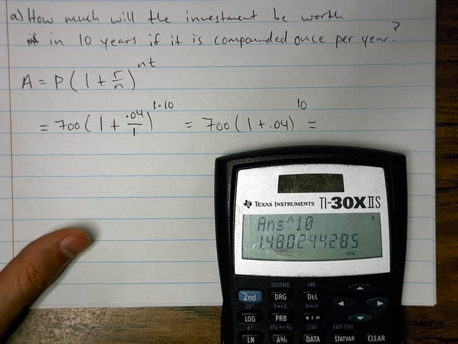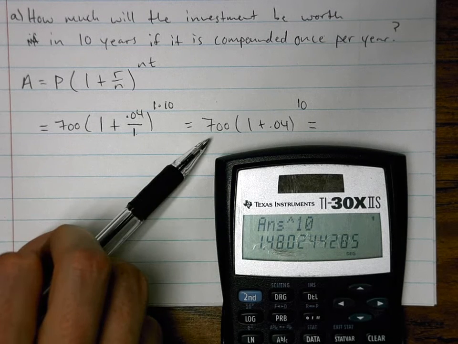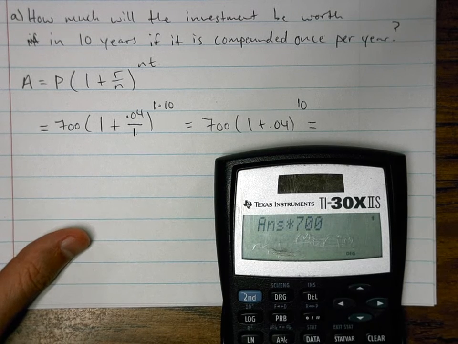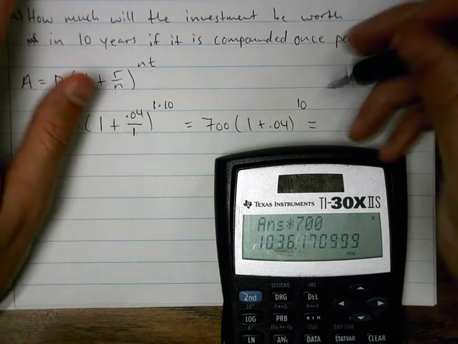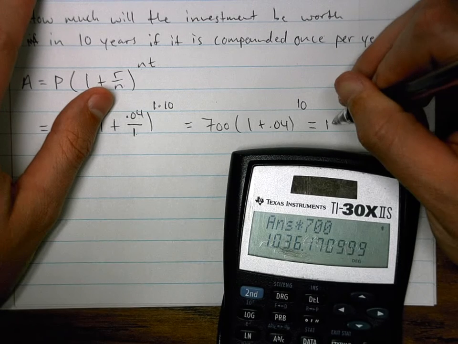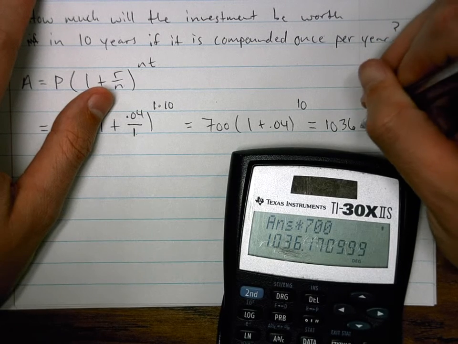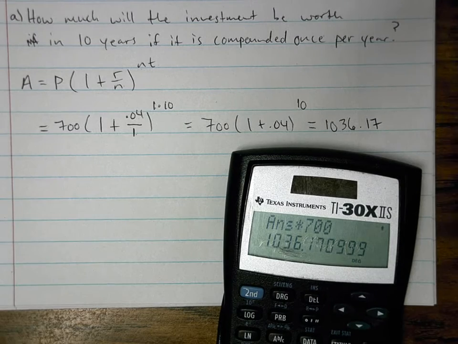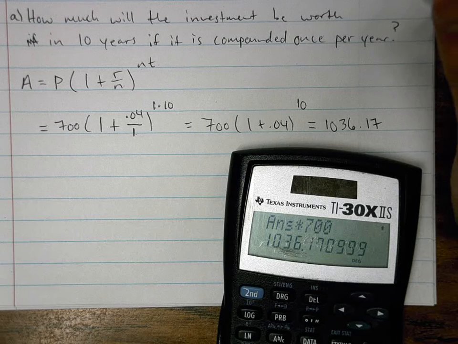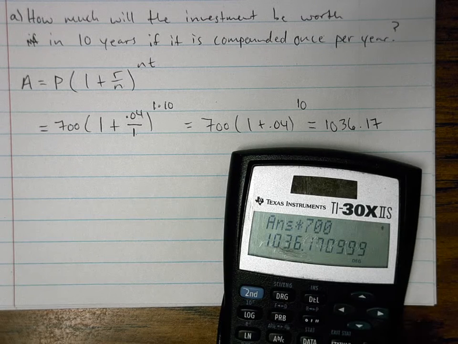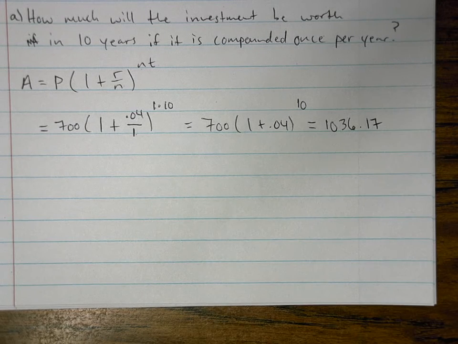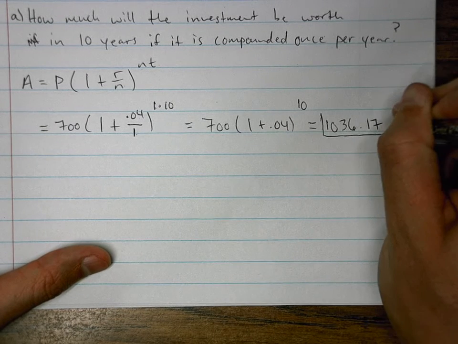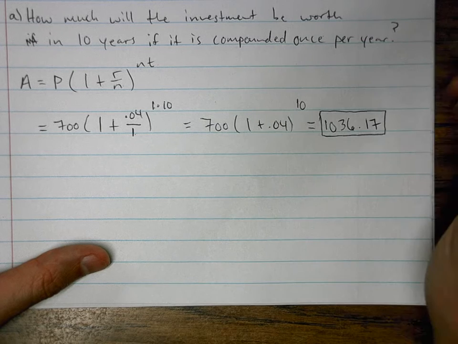And then after exponents is multiplication, so we multiply it by our initial value of 700 to get a grand total of $1,036.17. We're going to round to 2 decimal places here because we're talking about money, and money goes to 2 decimal places. So that's how much it's worth after 10 years if we compound it yearly.